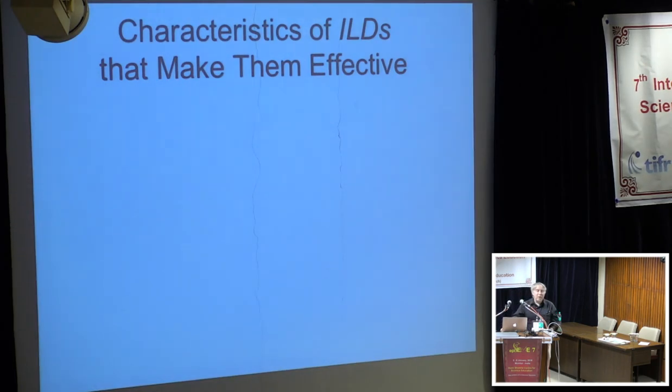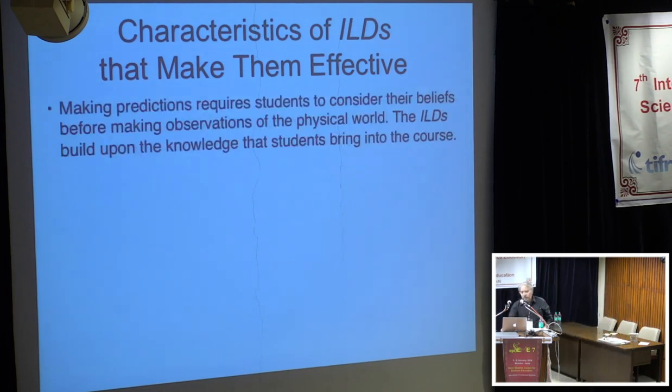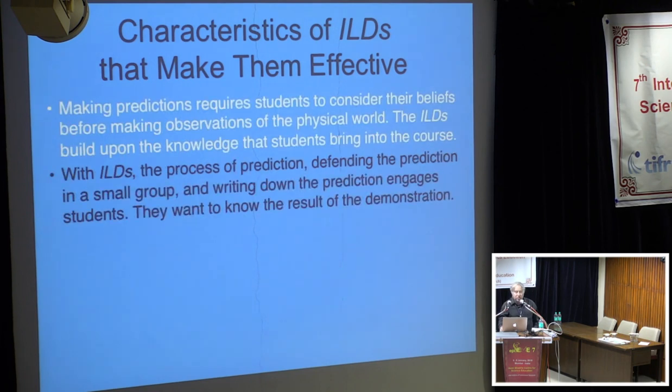Why are they effective? What are the characteristics? There are many, many people doing physics education, and in the US there are many, many different strategies, but pretty much they all have characteristics like this in common. So we ask students to make predictions. By making predictions, students have to consider what their beliefs are before they see the demonstration. So before they observe the physical world, what do they believe about the physical world? So we're building on what they bring into the course. And we're also making sure that they know what they brought into the course before they see that they might change those views.